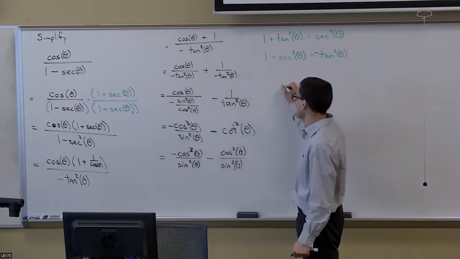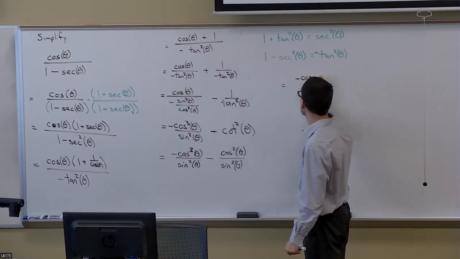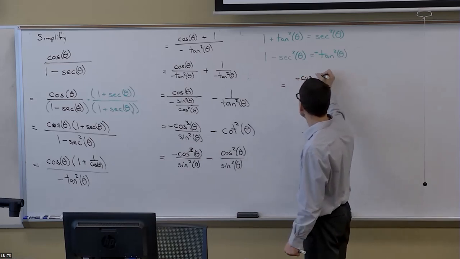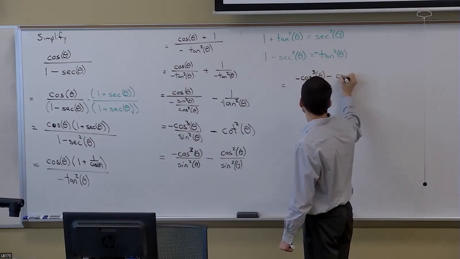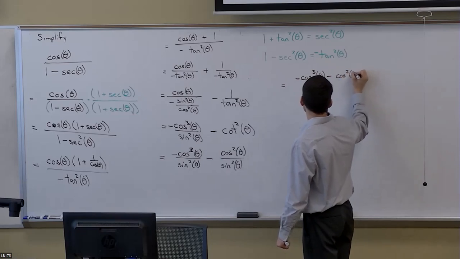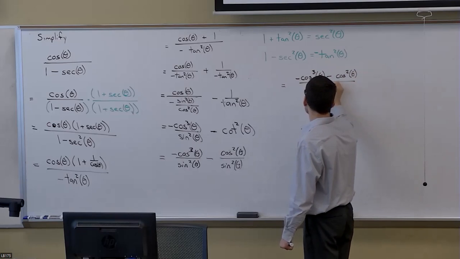so if you wanted to, it's negative cotangent, no, not cotangent, cosine cubed minus cosine squared, all divided by sine squared.